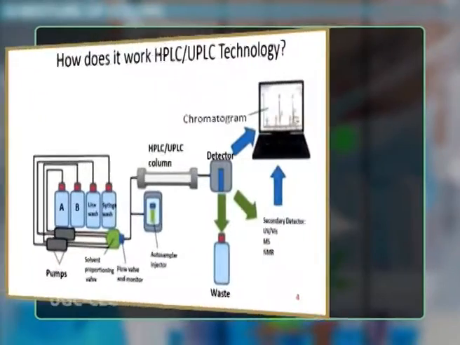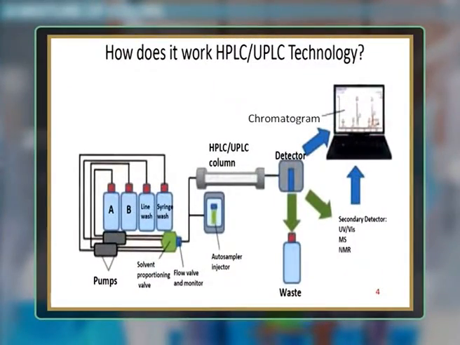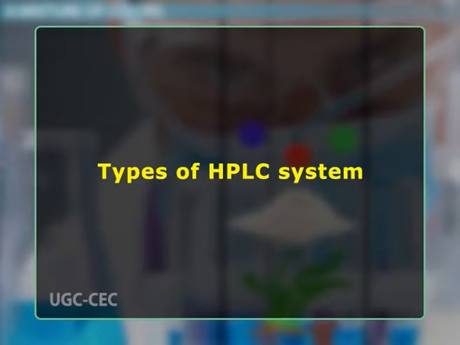Early developmental research began to improve LC particles, and the invention of Zipax, a superficially porous particle, was promising for HPLC technology. The 1970s brought about many developments in hardware and instrumentation. Researchers began using pumps and injectors to make a rudimentary design of an HPLC system. Now let us discuss types of HPLC system in brief.